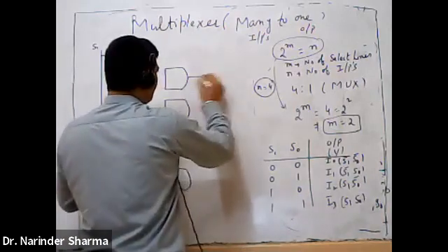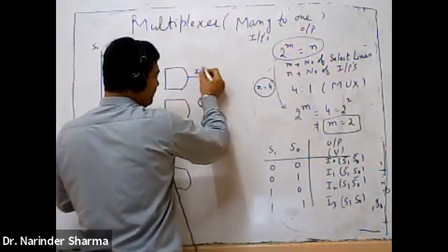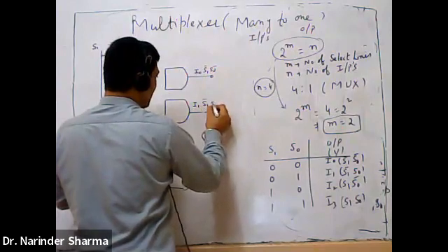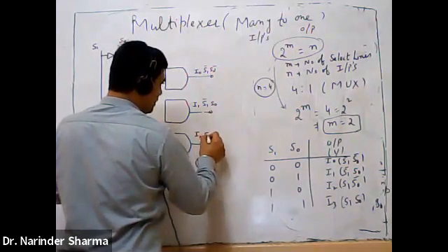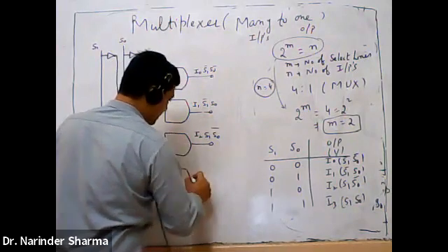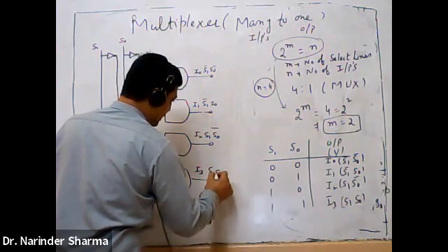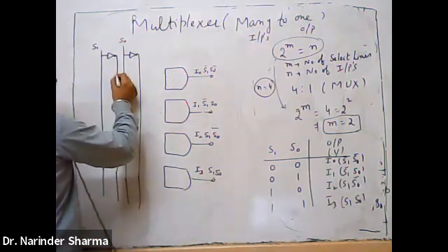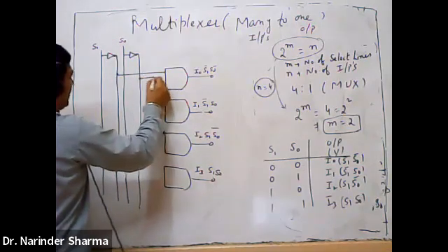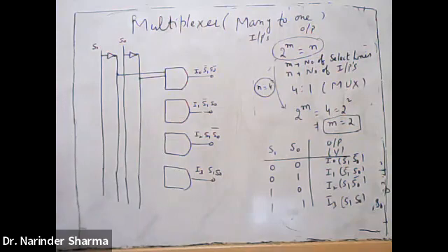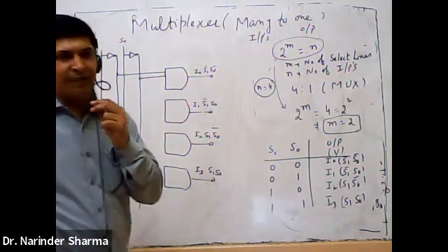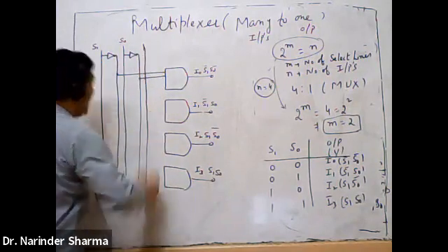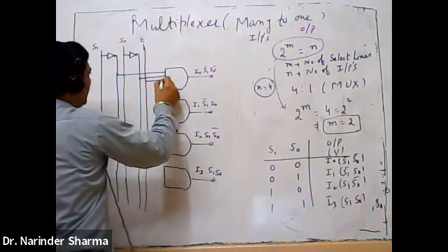Here, what is required? I0, S1 bar, S0 bar. I1, S1 bar, S0. I2, S1, S0 bar. I3, S1, S0. Understand it carefully. I will design S1 bar, S0 bar. And as we have seen in the block diagram, enable is there. Enable has been applied everywhere. So this is the enable input, and you have to attach it with everyone.